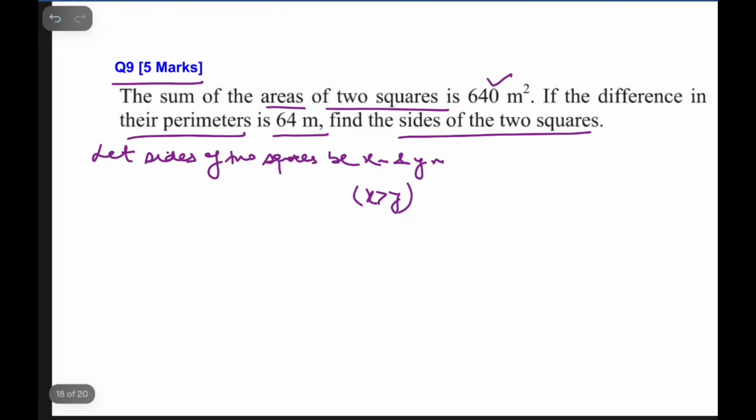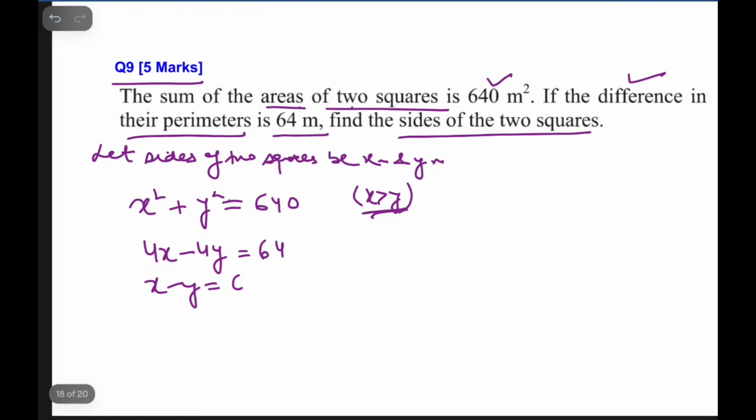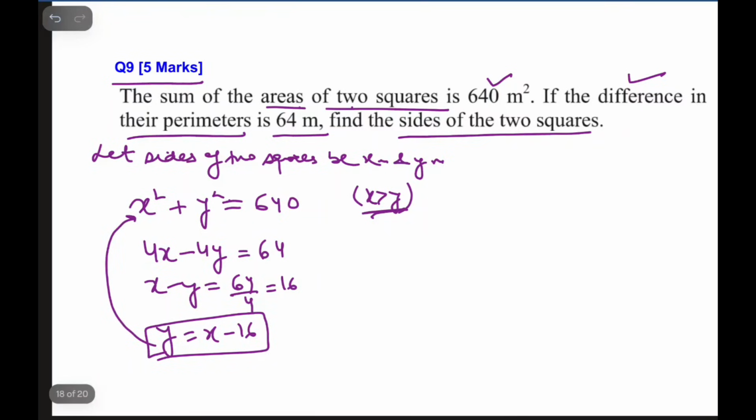So the sum of areas of two squares, x square plus y square, is given to be 640, and the difference in their perimeter is 64. So 4 times x minus 4 times y is equal to 64. X minus y will be 64 upon 4, that is 16. So y will be equal to x minus 16. We'll substitute y as x minus 16 in this equation. So we get x square plus x minus 16 whole square is equal to 640.